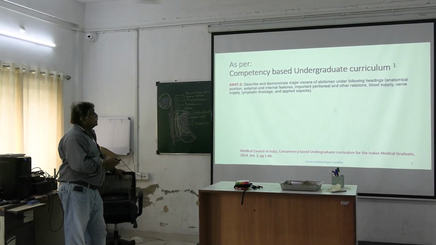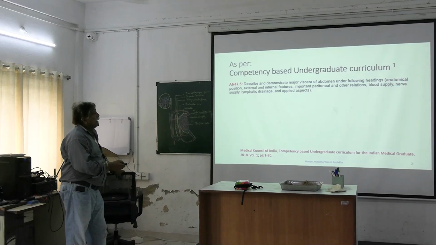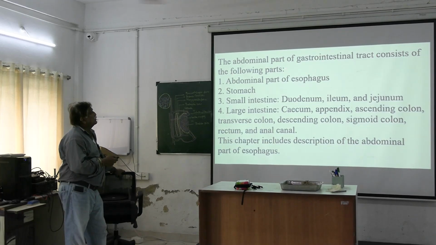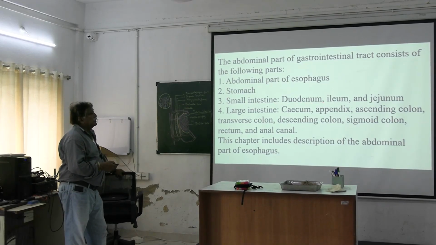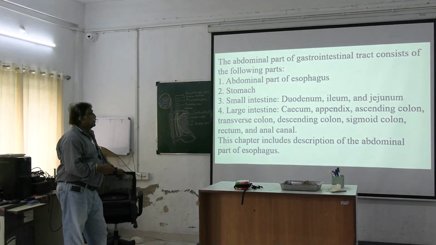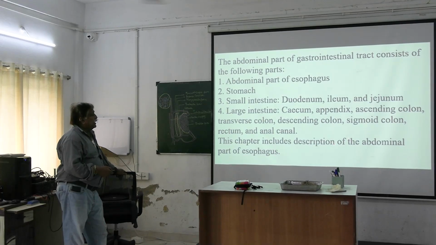Now describe and demonstrate major viscera of the abdomen under the following headings: anatomical position, external and internal features, important peritoneal and other relations, blood supply, nerve supply, lymphatic drainage, and applied aspect. Now, the abdominal part of the gastrointestinal tract consists of the following parts: the abdominal part of esophagus, stomach, small intestine (duodenum, ileum, and jejunum), large intestine (cecum, appendix, ascending colon, transverse colon, descending colon, sigmoid colon, rectum, and anal canal). This chapter includes description of the abdominal part of esophagus.